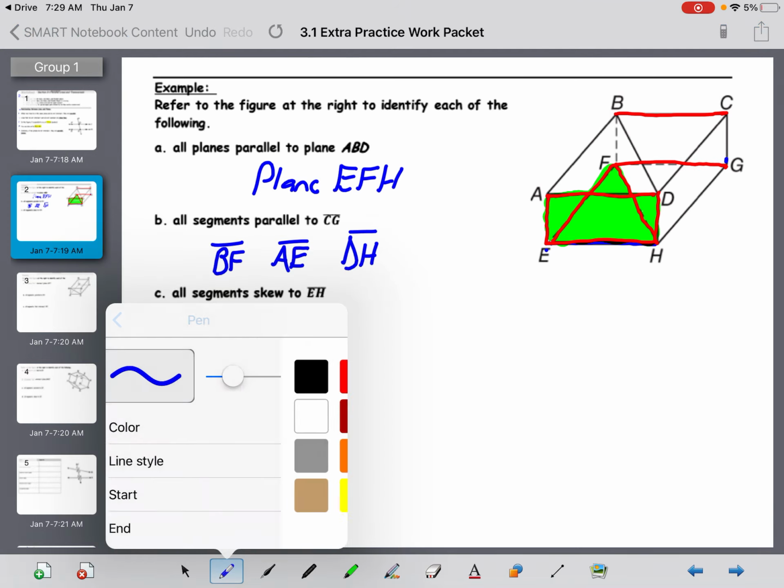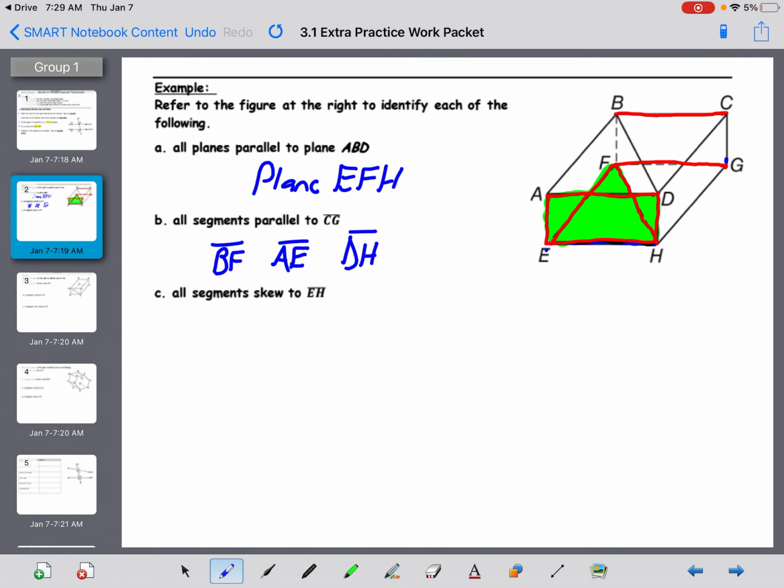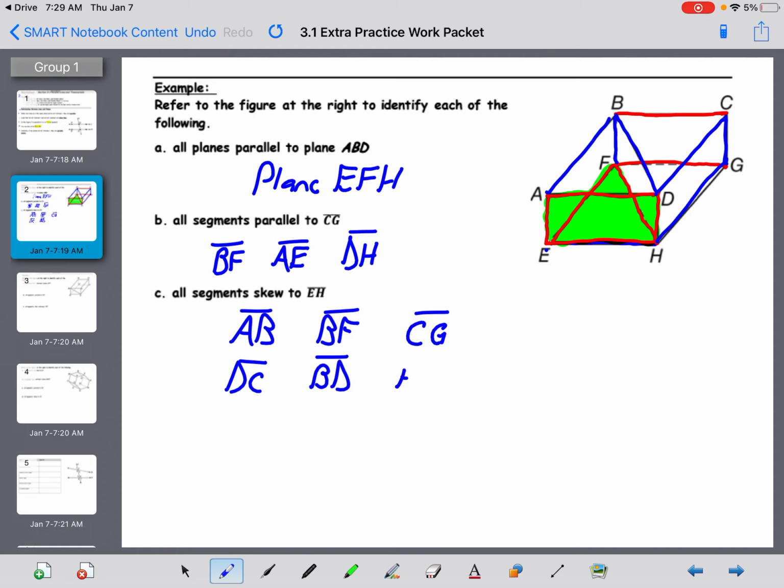So your existing segments that could be skew are AB, BF, CG, DC, BD, and HG. Okay.